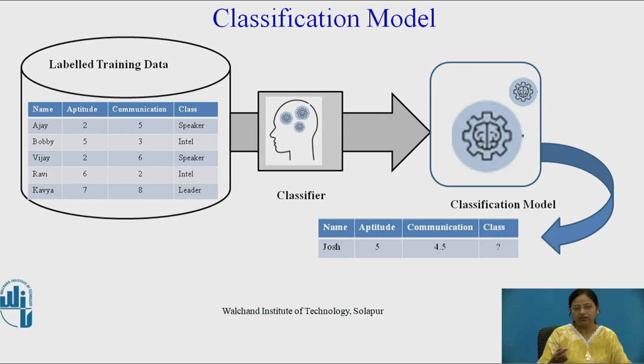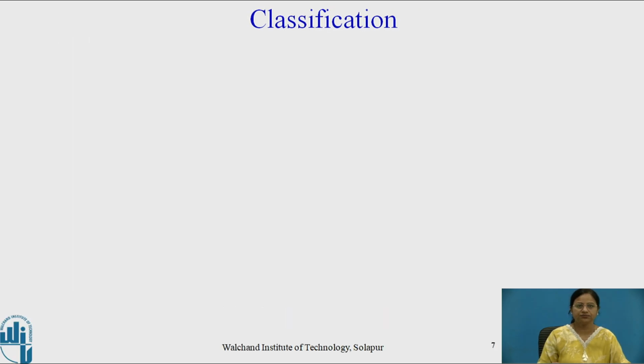As shown here, the name Josh with aptitude marks 5 and communication marks 4.5, this data is not present in the training data set. So this data is called a test data set. Based on the data set provided to the model, it will predict to which class this belongs. So the model predicted that it belongs to class Intel. So this is how a classification model works.